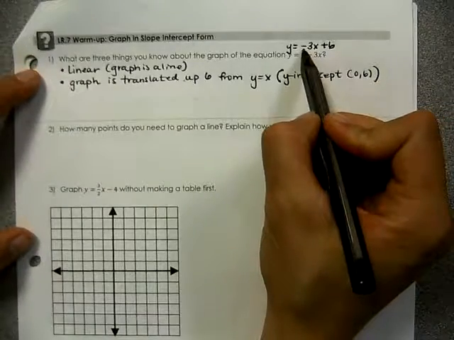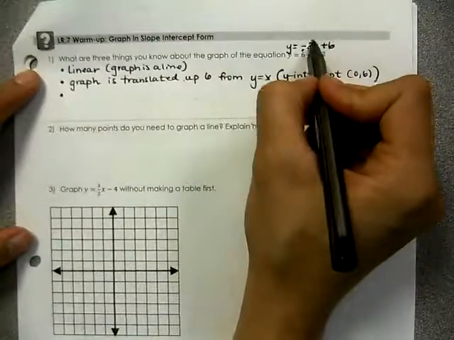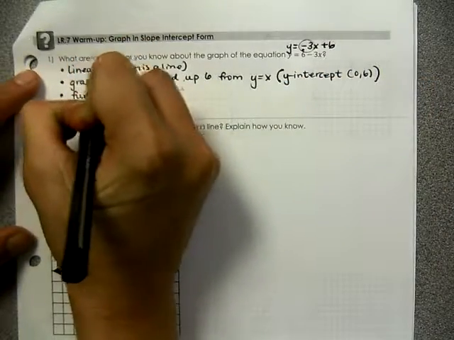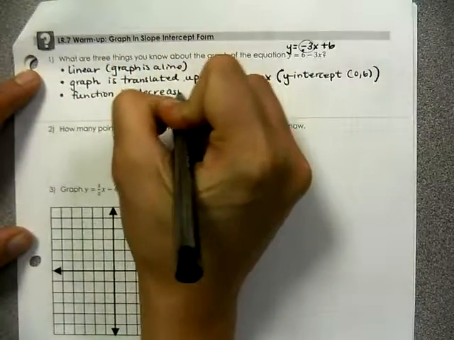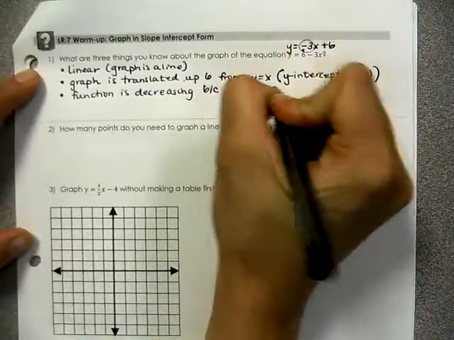I also see this negative out front, and that negative tells me that the function is decreasing because this tells me about my slope. And so the function, or the line, is decreasing because the slope is negative.